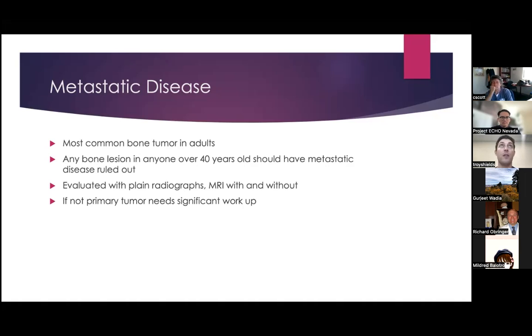So evaluation usually starts with plain radiographs. If you are waiting for referral to a specialist or anyone like that, MRI with and without contrast is also a great next step. Staging as well with a CT of the chest, abdomen, and pelvis will get you ahead of the game as well when it does get referred to the specialist.